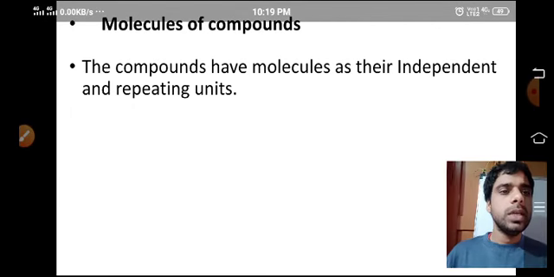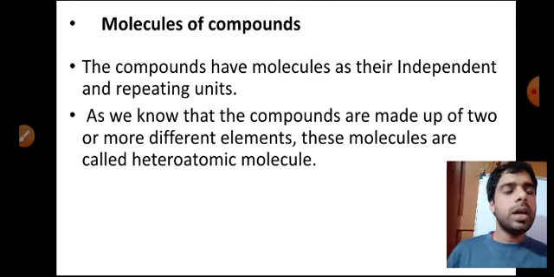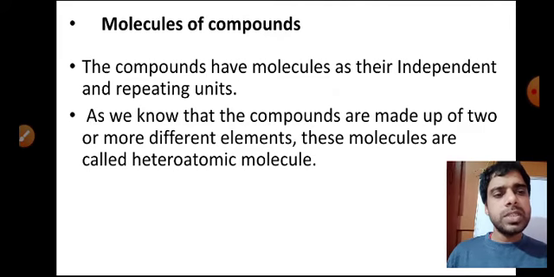You can see here that compounds have molecules. Everyone knows, na? The compounds have molecules as their independent and repeating units. It means that the units will repeat themselves one by one, and they would be independent. So whenever we see compounds, we will say that this is a molecule and that it is independent.